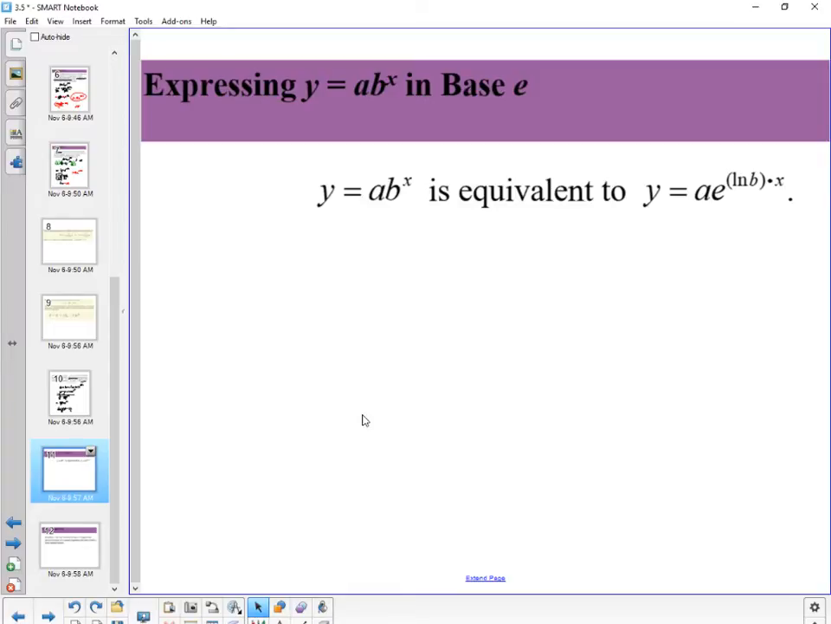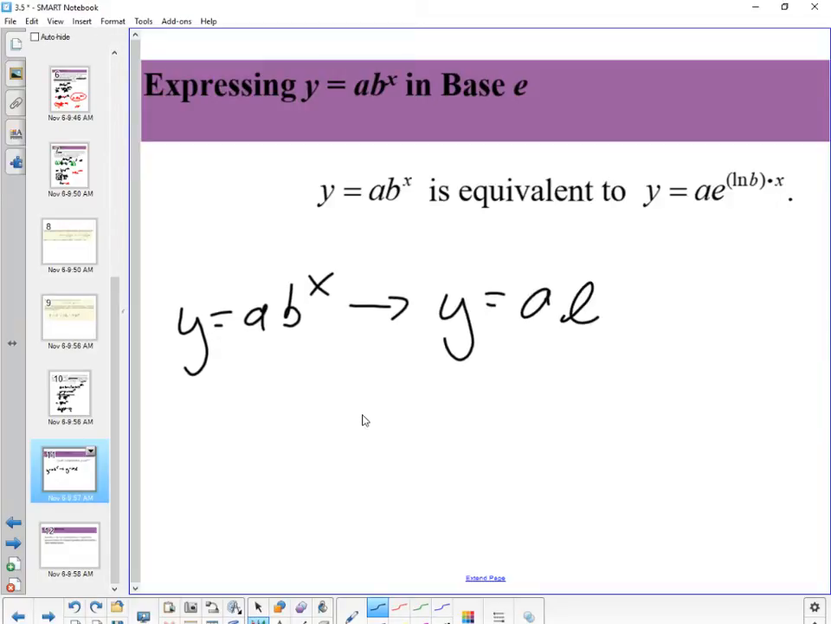Let me rewrite this again for you. So y equals a b to the x can be rewritten as y equals a e to the ln b times x. You guys see what they did there? All they did is introduce a 1. Because e and ln are kind of inverses of each other, but now you can introduce e in a different way.